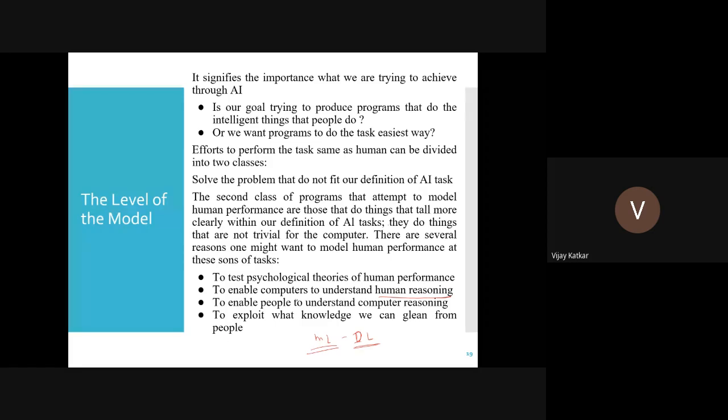So if you want to enable people to understand computer reasoning, we can do it. If we want to enable computers to understand human reasoning, we can go for the second case, and exploit what knowledge we can glean from the people. So these are important things.